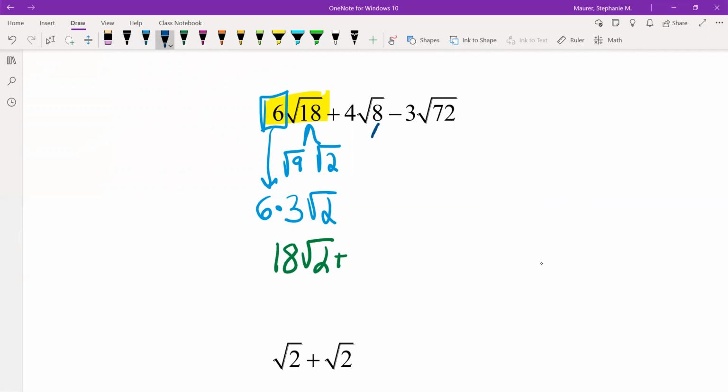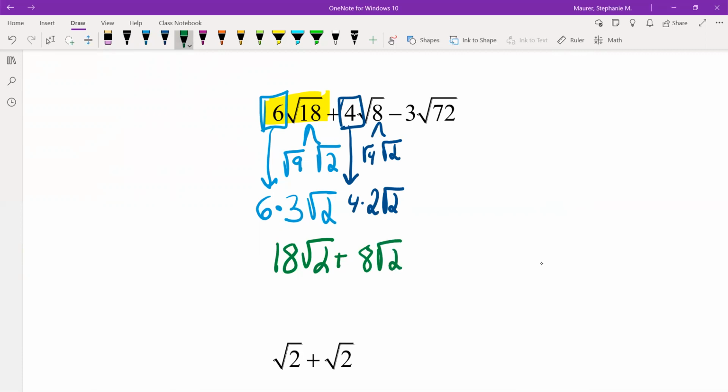Now I can take a look at the 8 and again do the same math. So this is going to break down into a 4 and a 2. Again, that gives me 2 square root of 2, but do not forget about the 4. Carry him down, and now I have 4 times 2, giving me 8 square root of 2.